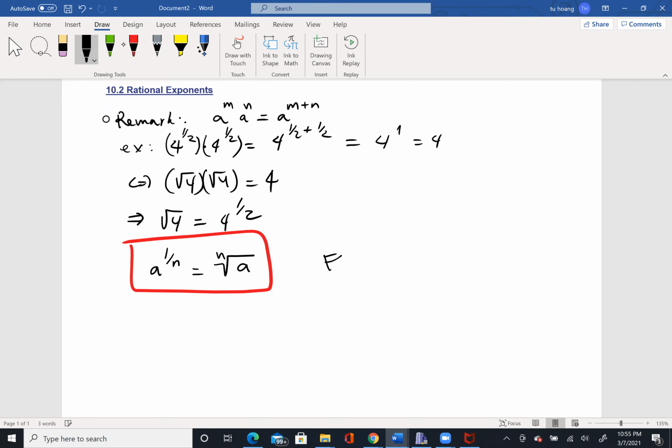and for a is a real number, and n is an integer. So n has to be greater than 1.